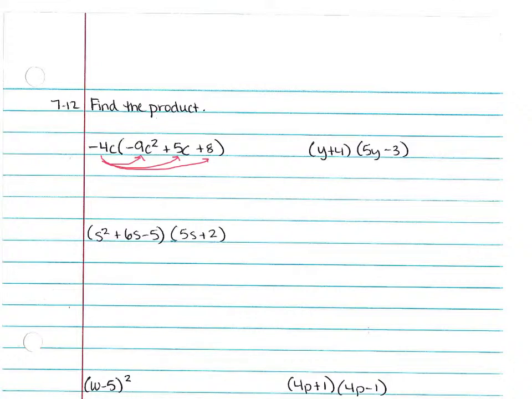So to do the first part, negative 4 times negative 9 is 36. And then that's going to become c cubed, because c times c squared is c cubed. For the second part, negative 4 times 5 is a minus 20, and that's going to be c squared because you did c times c. And for the last part, negative 4 times 8 is a negative 32, and then there's a c as well. And so that is your answer.